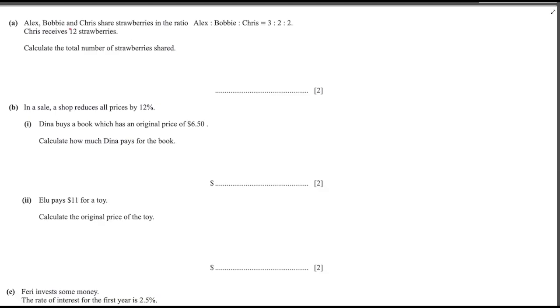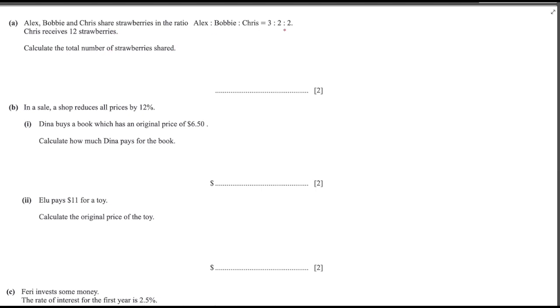Here the problem is: Alex, Bobby, and Krish share strawberries in the ratio A to B to C. I will call them A, B, C. So the ratio of A to B to C is 3 to 2 to 2. Now C receives 12 strawberries. Calculate the total number of strawberries shared.